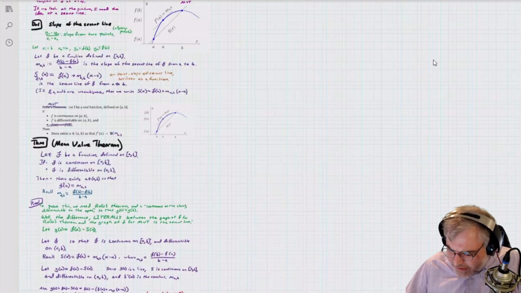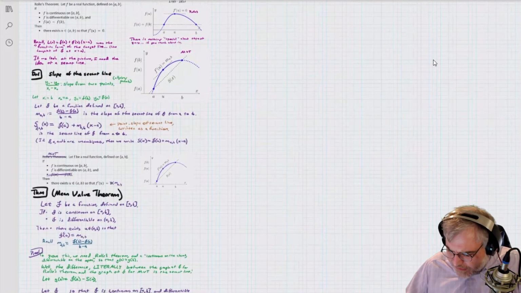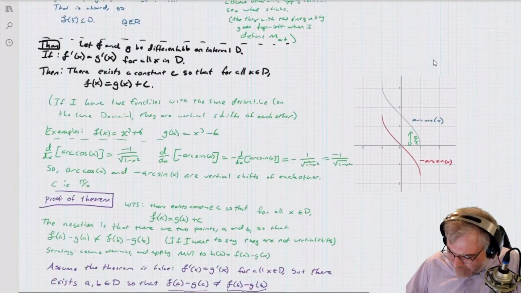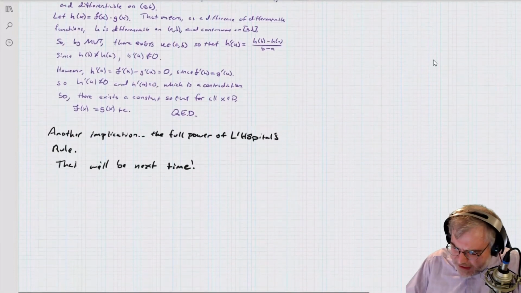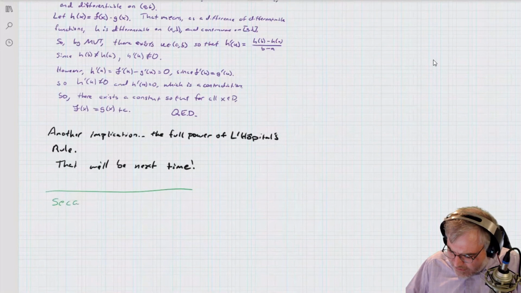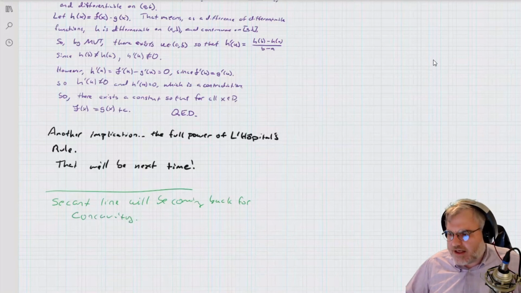Okay, so today we actually stated and proved the mean value theorem. We proved the mean value theorem from Rolle's theorem, and we had this definition of a secant line. Keep that in mind, because we're going to need that again when we do concavity. As a matter of fact, I'm going to say that real fast, just as an aside. Secant line will be coming back for concavity, which is going to give us this nice generalization of what it means to have a concave function.